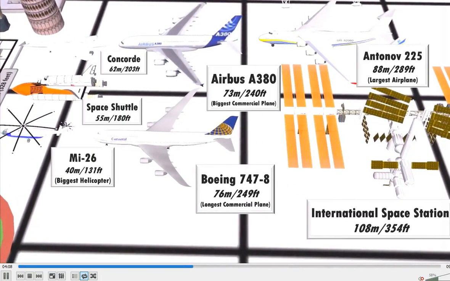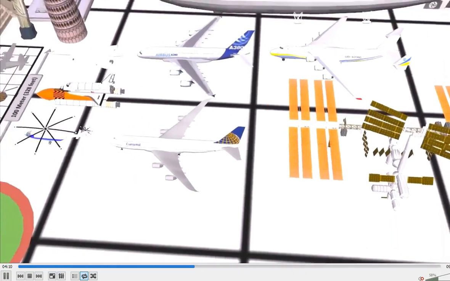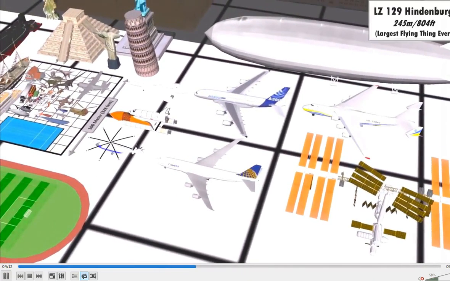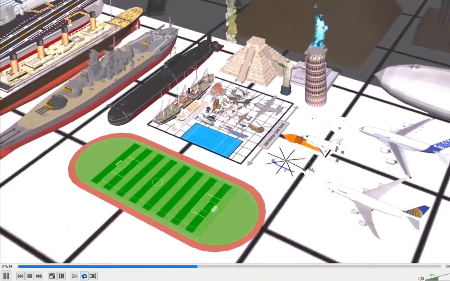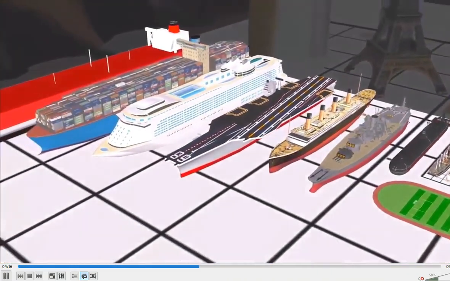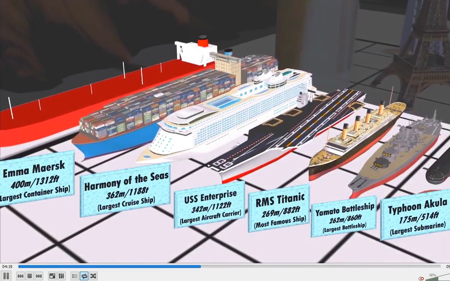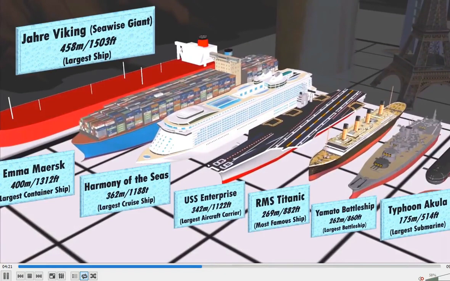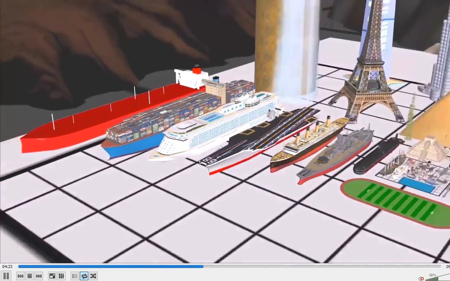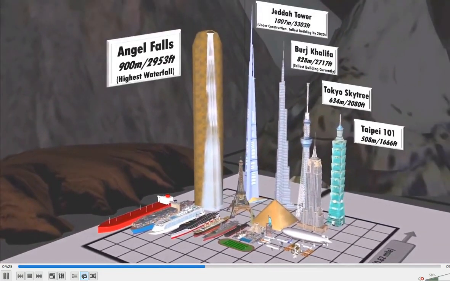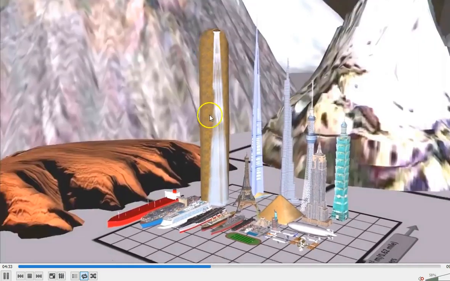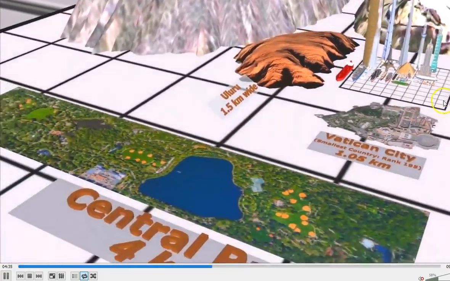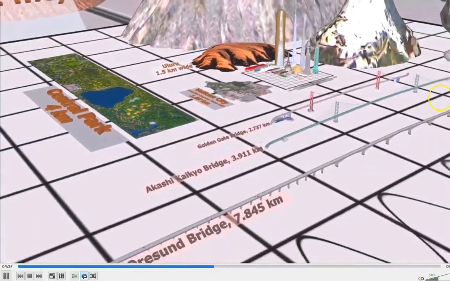Yes. The space station is roughly the size of a football field. Wow. So we're still, actually, no, it must be bigger than that. Wow, that looks ridiculous. No, there it is. Kind of a soccer field. So here are our largest ships. That's some big ships. Then the biggest towers. Jeddah Tower has not been built yet. And by the way, that's not a building there. That's just a waterfall. It's a waterfall that's been given a chunk of land to hang off of.